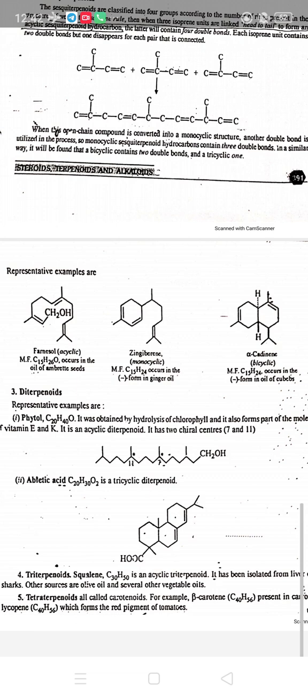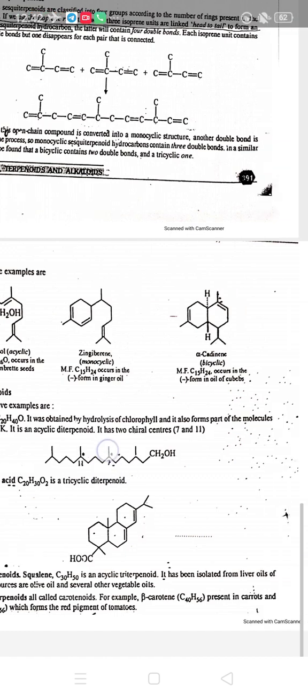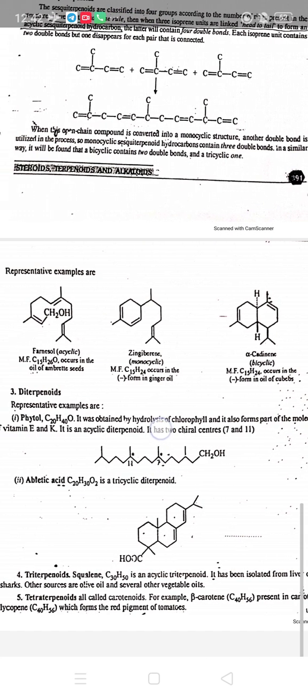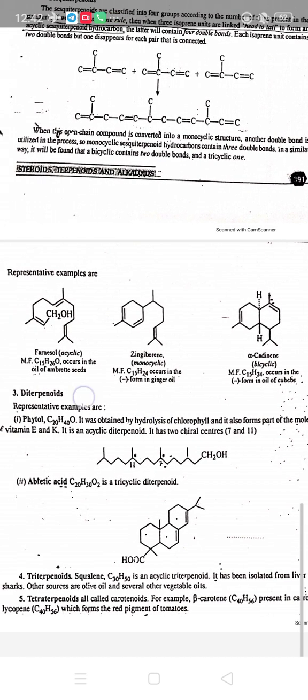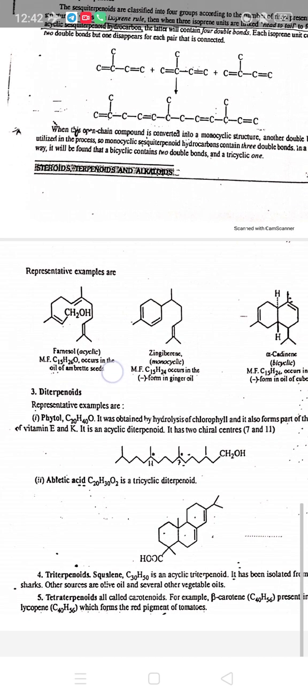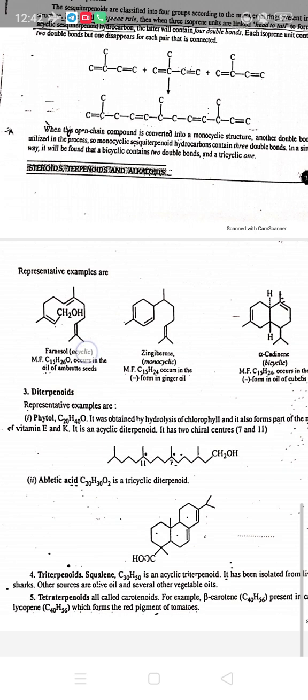Tetraterpenoids are called carotenoids. For example, beta carotene, present in carrots, and lycopene, which forms the red pigment of tomatoes.